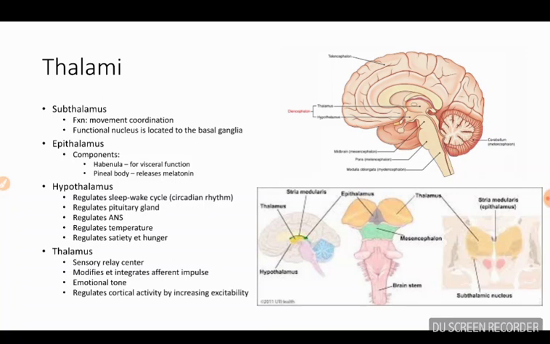Next is the hypothalamus. Its function, first, it regulates the sleep-wake cycle or circadian rhythm. Next, it regulates the pituitary gland, responsible for hormonal release. It also regulates the autonomic nervous system. It regulates the core body temperature, and it also regulates satiety and hunger. And then lastly, the thalamus, or the sensory relay center. It receives almost all sensory impulses.